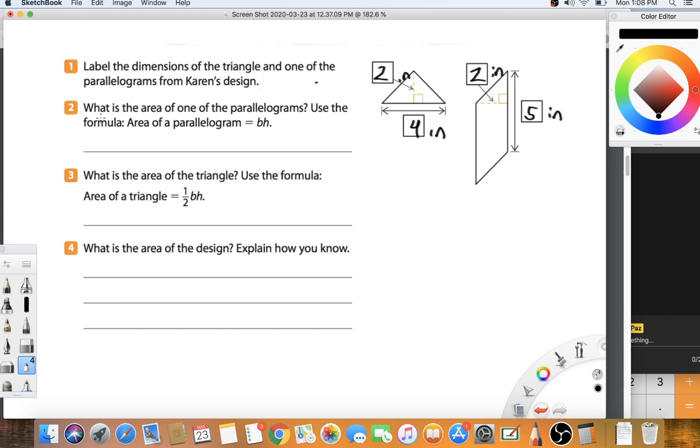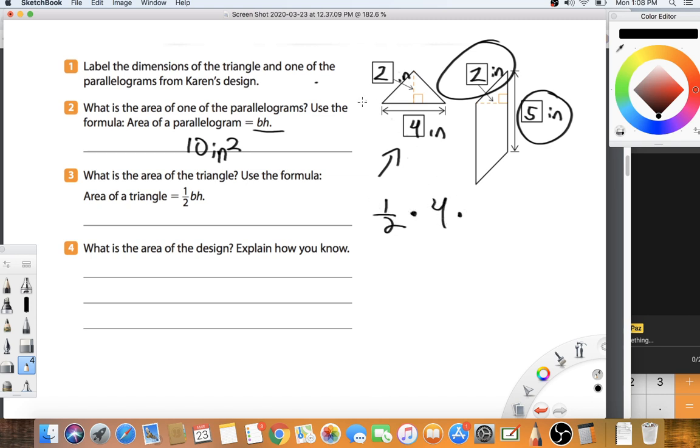What is the area of one of the parallelograms? Use the formula base times height. So base times height. 5 times 2 is 10, so this area is 10 inches squared. All right, what is the area of the triangle? This one right here. So it's 1/2 times the base. Base is 4, height is 2. What is half of 4? 2. Bring this down. 2 times 2 is 4. That means that the area of the triangle is 4 inches squared.